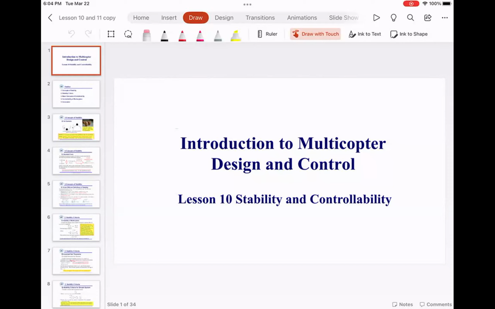Okay, so what's going to happen now on is we have about 3 lessons. First is lesson 10, which is on stability and controllability. Next is lesson 11, which talks about the low level control and controller. And lesson number 12, which talks about the path planning and going from waypoint navigation.